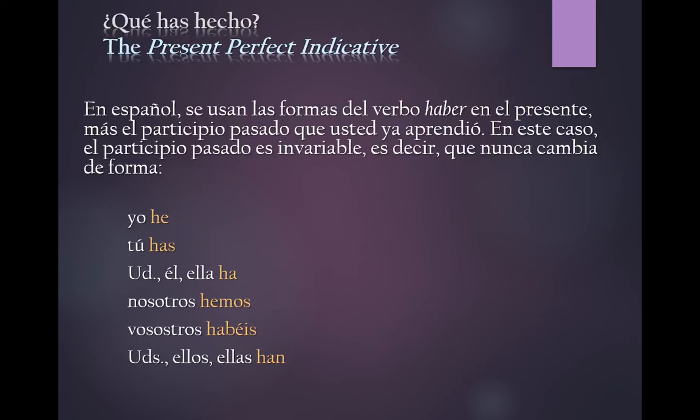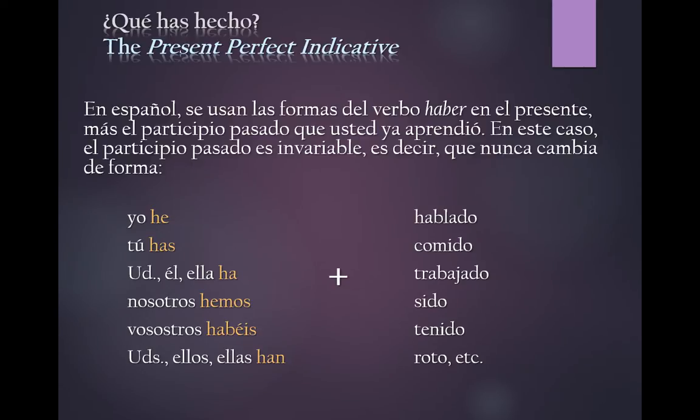Has, ha, hemos, habéis, han. Muy bien. So we take the forms of the verb haber and we combine them with past participles. And you should have already learned past participles. Remember, past participles end in ADO if they're AR verbs. They end in IDO if they are ER or IR verbs.